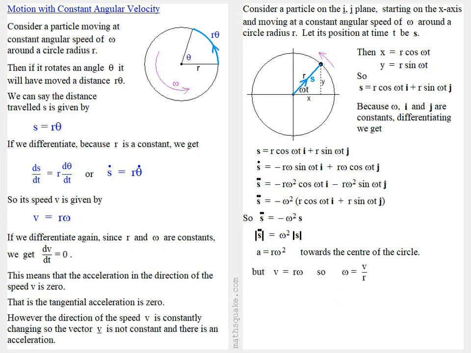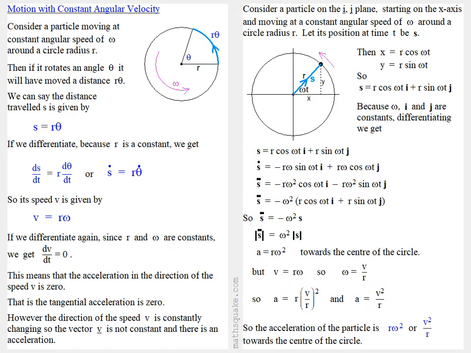But we've had that v is equal to r omega, so we can get omega is equal to v over r. And from a equals r omega squared, we've got a is equal to r into v over r all squared, which simplifies to a equals v squared over r. So the acceleration of the particle is r omega squared, or v squared over r, towards the centre of the circle. Now that's an important result.